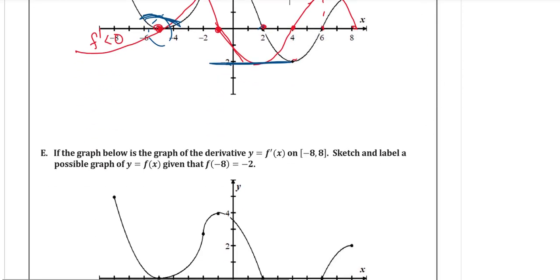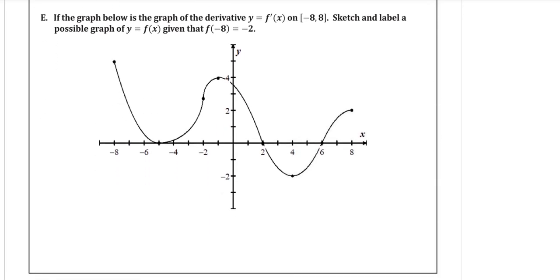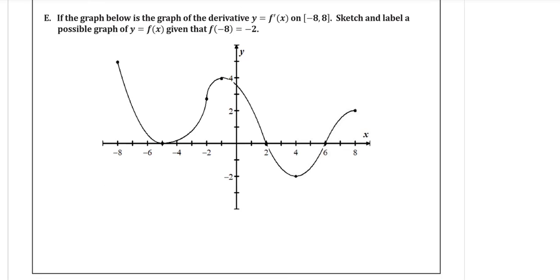Okay. So part E. Now let's assume that the same graph is the derivative, and then we're going to sketch f of x, given that f of -8 is -2. So that kind of gives us a launching point for our function right here. Okay, so some things we want to look at is that we can see here that if this is the derivative, that f double prime is less than 0. So we are going to be concave down here. All right. And we can also see that the derivative is greater than 0.